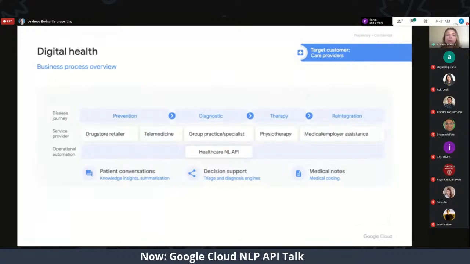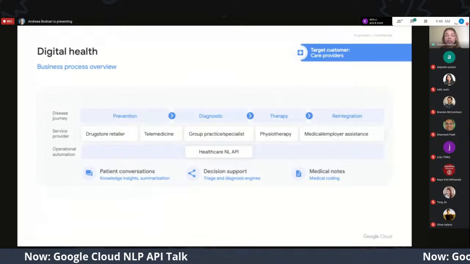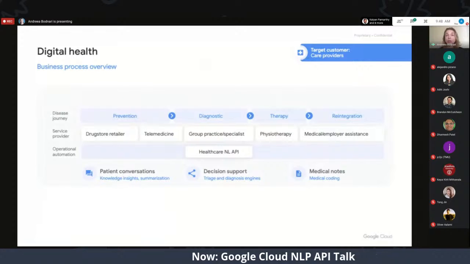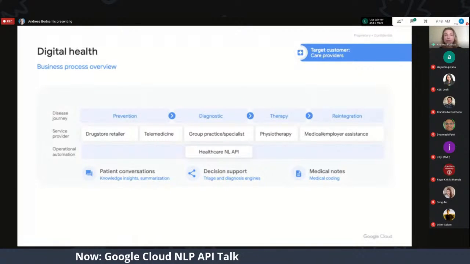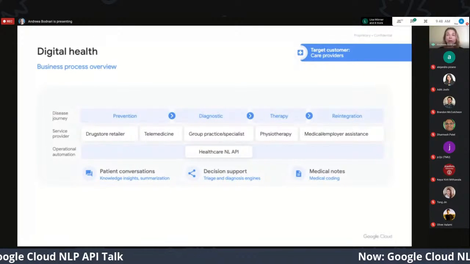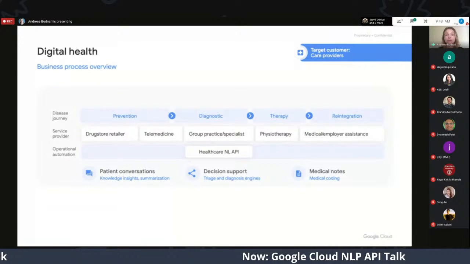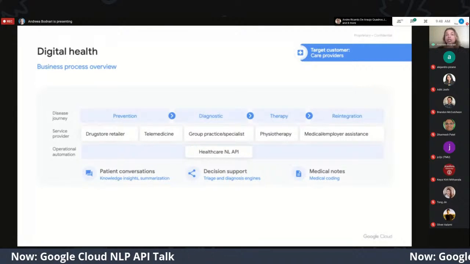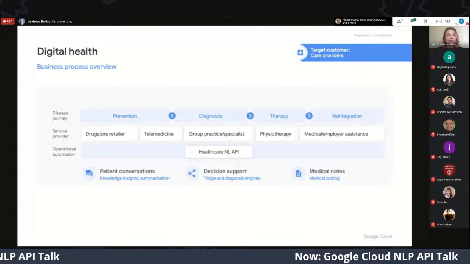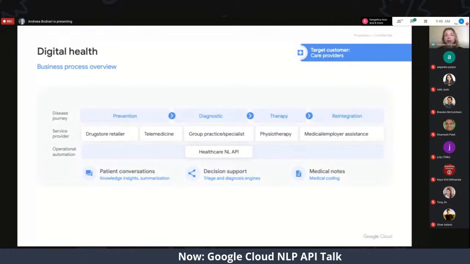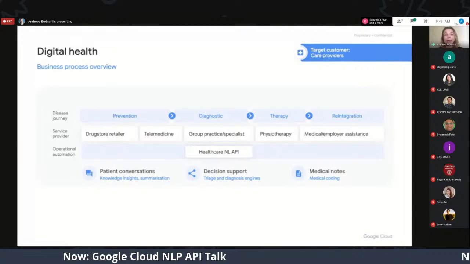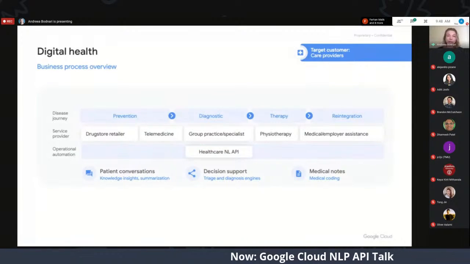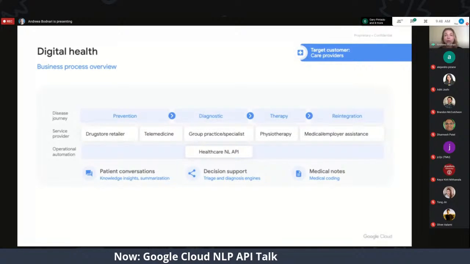When we look at care providers, we're looking at a tectonic shift across the industry. More and more care providers are thinking about digital health experiences for their patients. And digital health experiences cover a broad range of activities across the healthcare value chain. The disease journey happens with prevention, but if prevention can't stop the disease from occurring, now we're moving into the diagnostic stages, the therapeutic stages, and then the reintegration of the patient into the healthcare journey.